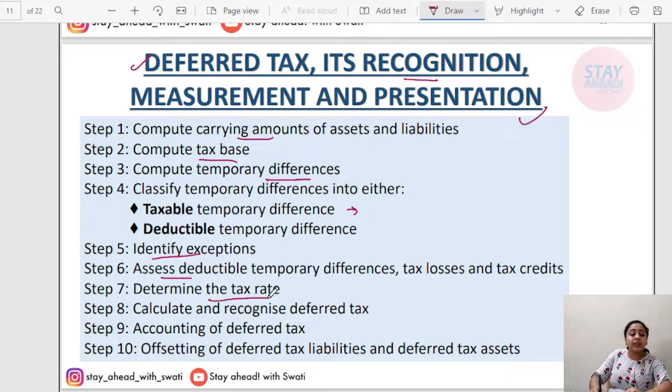Next, you will determine the tax rate at which the deferred tax asset and liability should be recorded. Next, calculate and recognize the deferred tax. Accounting for the deferred tax will be done and recorded in the books of accounts. Offsetting of deferred tax asset and liability will be allowed only on two conditions: first, it is legally permitted, and secondly, you intend to settle on a net basis and show it on a net basis.